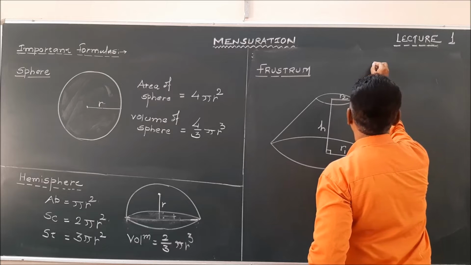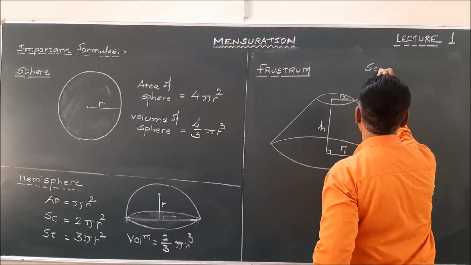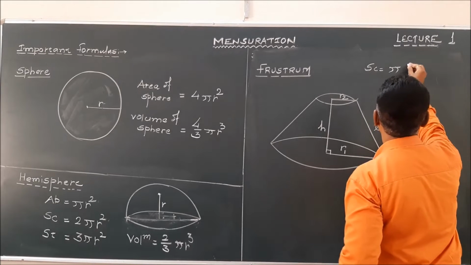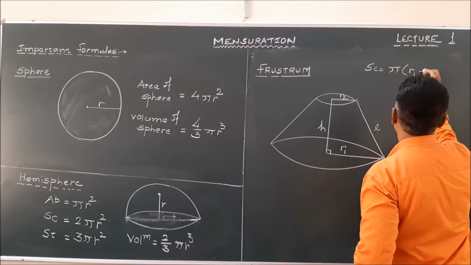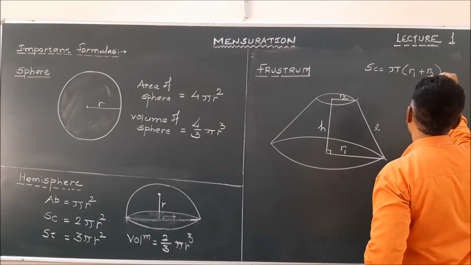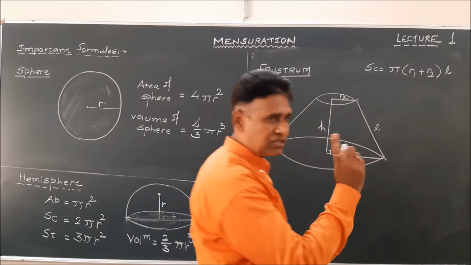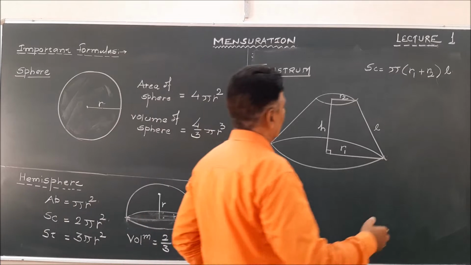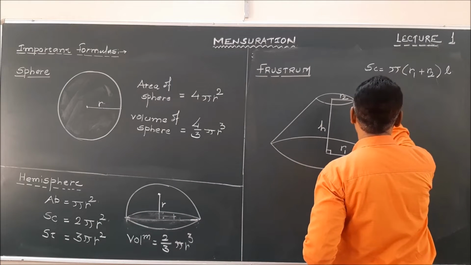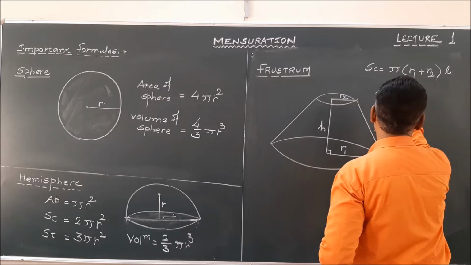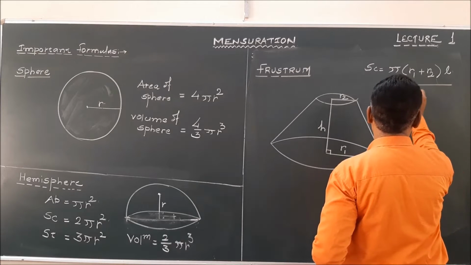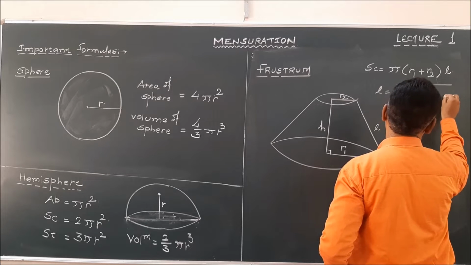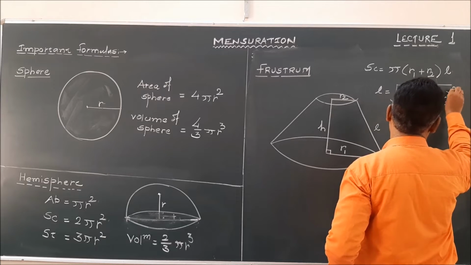Curved surface area, right ones, is pi into bracket R1 plus R2 into L. I am talking about only curved surface area. Now what is L? L is the slant height, and slant height is the square root of x squared plus bracket R1 minus R2 the whole square.